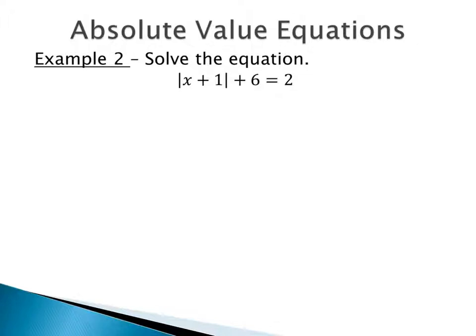Same idea with this problem. We have the absolute value of x plus 1, plus 6 equals 2. First we want to move that 6 over, so I have the absolute value of x plus 1 equals negative 4. At this point, we need to stop and think again about what the absolute value means. Remember, the absolute value means the distance a number is from 0. That number is always positive. Right now, we have the absolute value of some quantity equals a negative 4. Well, this can never happen. An absolute value will never yield a negative number.